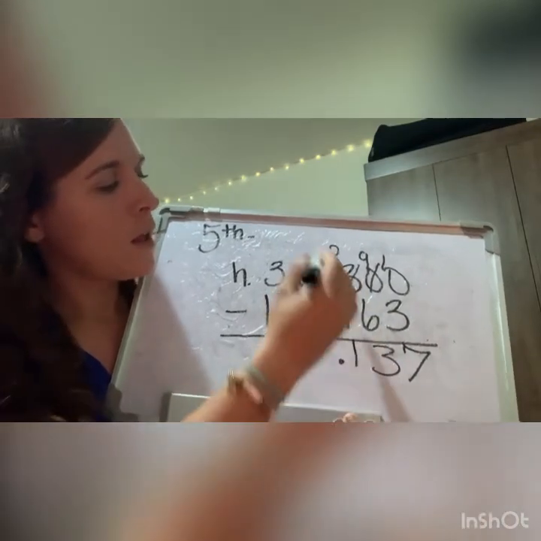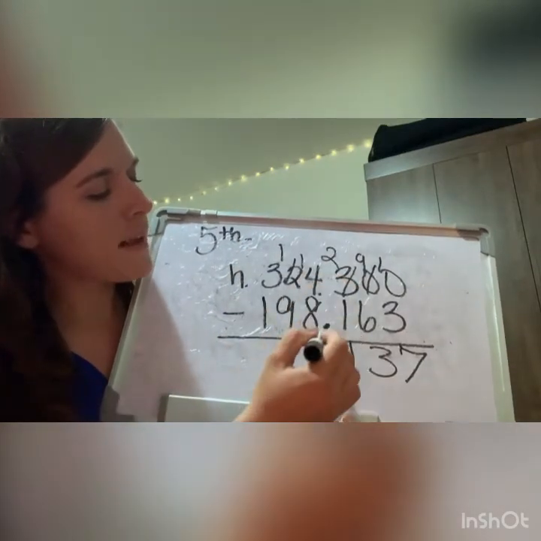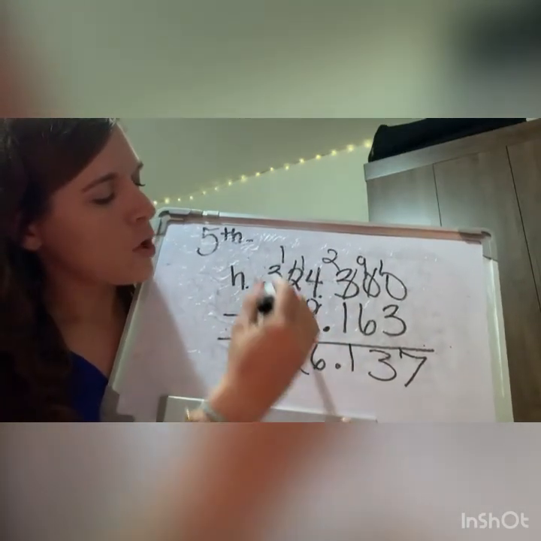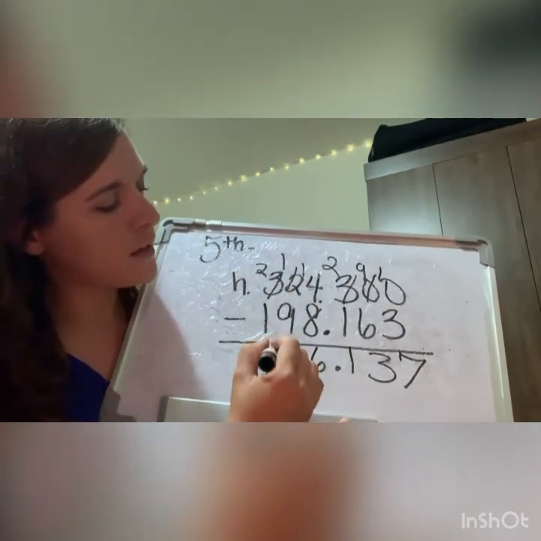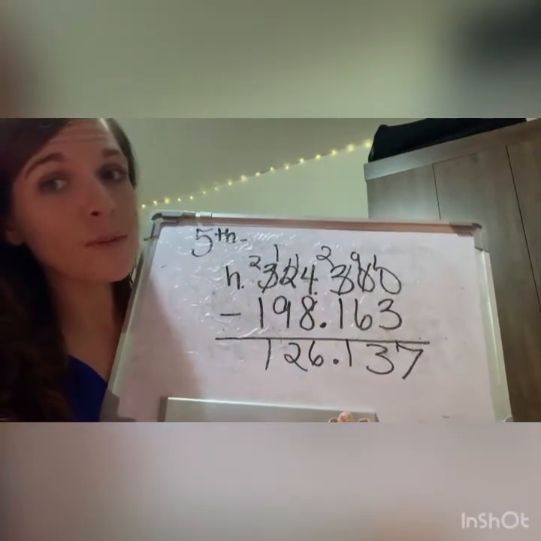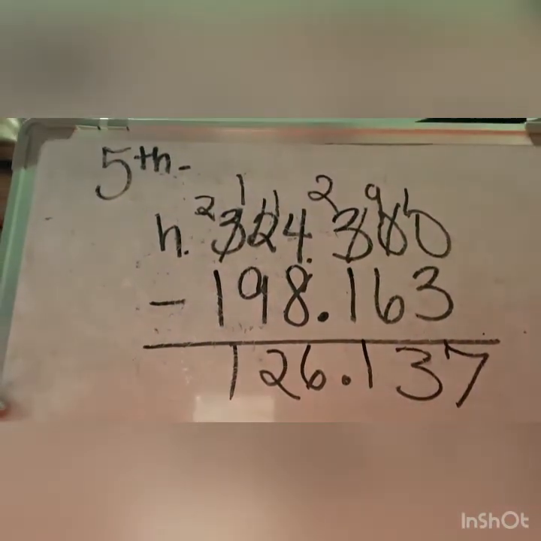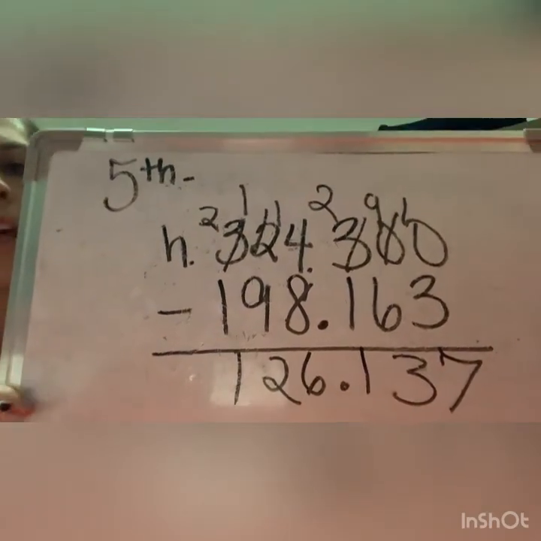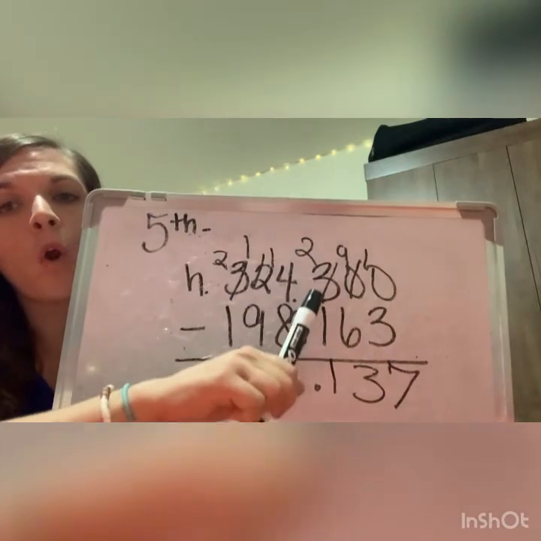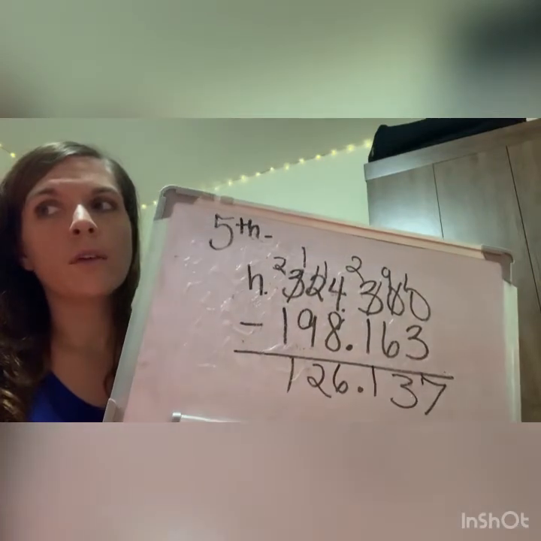1 point. Ooh, look what we have to do here. 14. 1. 14 minus 8 is 6. 11 minus 9 is 2. 2 minus 1 is 1. 126.137. If that's not what you got, look at it. See what went wrong. Okay. You did not need to make this 3 because you did not need to borrow for here. So be careful with that. Okay. There you go. Let's see what else we have here today.